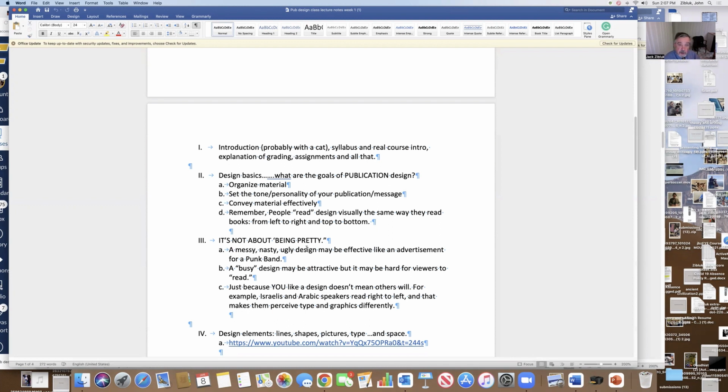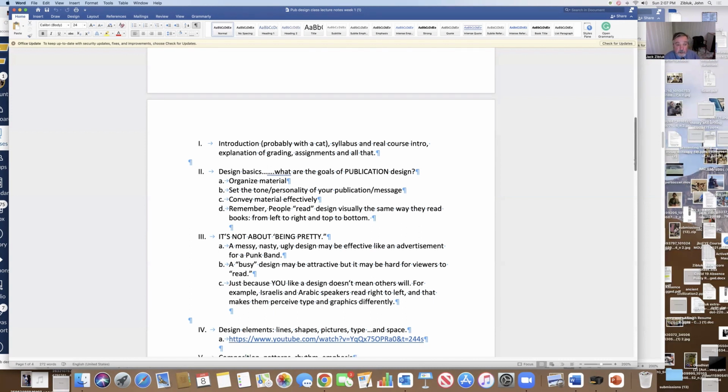So often we talk about, ooh, design, we want to make it look good. A messy, nasty, ugly design may be effective for like a punk band. Design may be attractive, but it may be hard for viewers to read. Real busy designs take a lot of work. That doesn't make it bad, but if you're going to attract viewers, make it worth that while. Make them want to read that hard to read design. Just because you like a design doesn't mean others will. Israelis and Arab speakers read right to left, so that makes them see design differently.